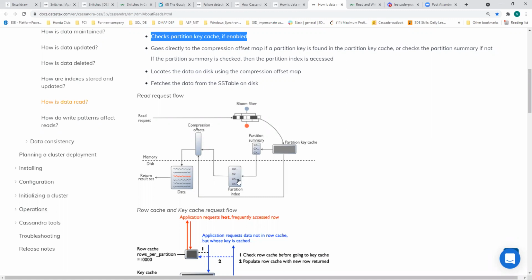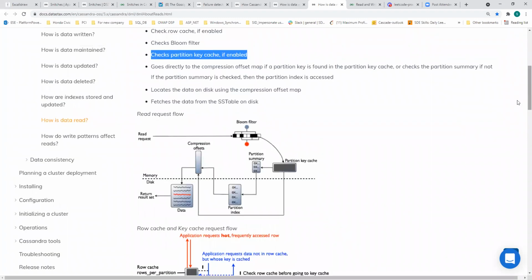From there you can find the exact partition, and then you look for that partition offset in the compression offsets, and in turn it will go and look in the SS table and find that respective key. Okay, so this is what the flow is. Yeah, this is what I was talking about.